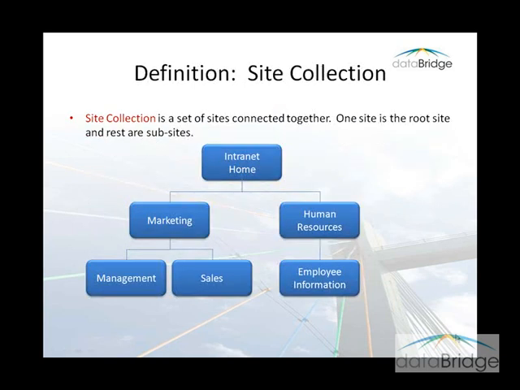A site collection is a set of sites connected together. One site is the root site and the rest are subsites or child sites. In this diagram, we're looking at an intranet home as the root site or a parent site. Below that are two subsites named Marketing and Human Resources. We further created subsites or child sites under those named Management and Sales for Marketing and Employee Information for Human Resources. We'll show you how to partition these off and create permission levels for these where employee information may be just for the Human Resources Department eyes only.